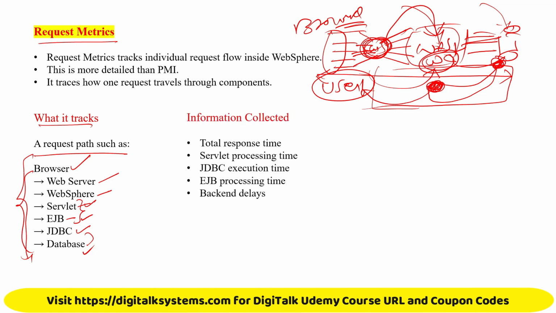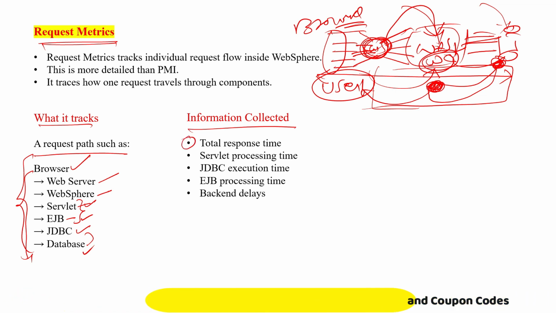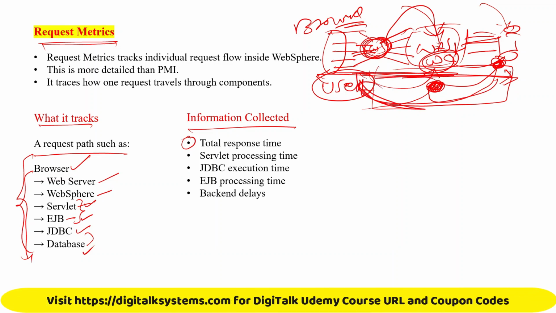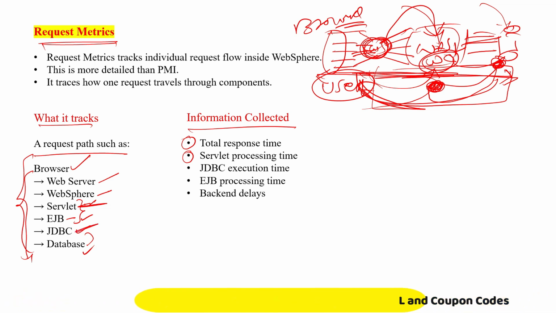So this request metrics is going to collect the total response time. What is the total response time? How much time it took for the request to arrive and to generate the response, which is called the response time. Then, if the request was processed by a servlet, how much time the servlet took for processing the request. When the request is sent to the database, how much time is taken at the database level.